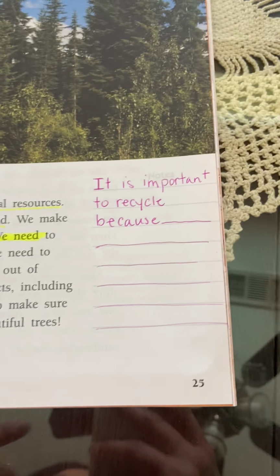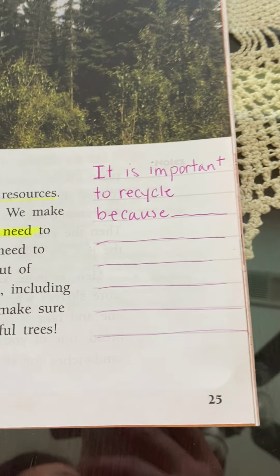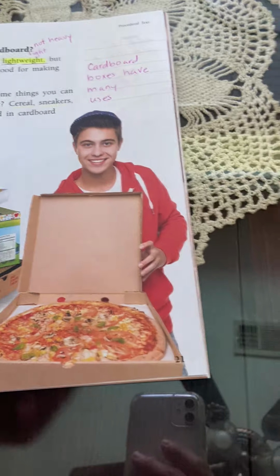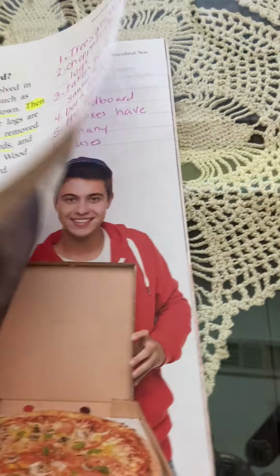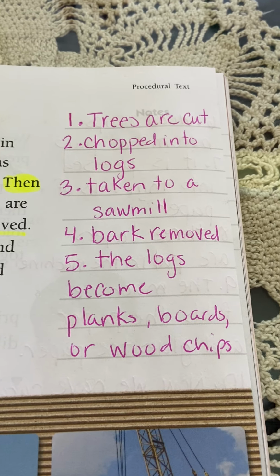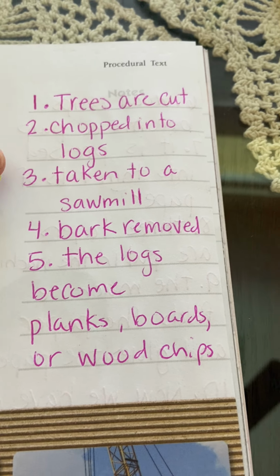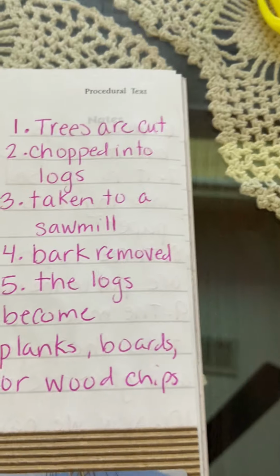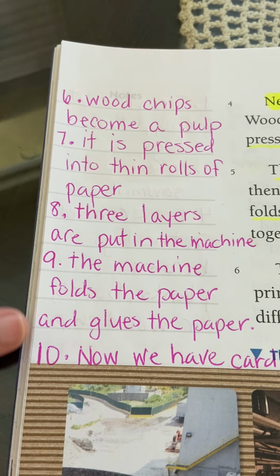So what I want you guys to do now is this. We've read the story. We've been talking about this story all week. On page 19 and page 20 is where we wrote down the steps of making a cardboard box. There's steps 1, 2, 3, 4, 5. And on the next page, you have the rest of the steps. We have steps 6, 7, 8, 9, and 10.